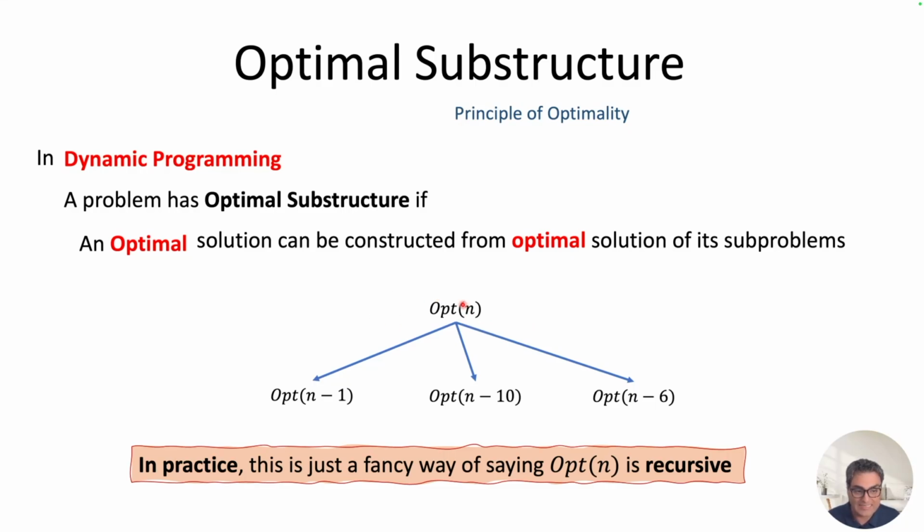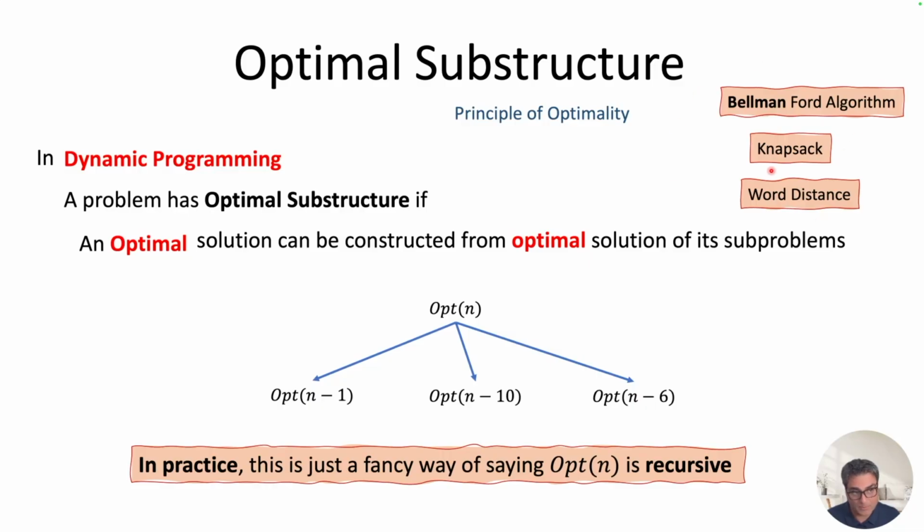Again, notice that what I said is exactly what we do in breaking the problem into subproblems. And because this optimal function that you have for your subproblems is just the same function here with a different parameter, you have recursion. So optimal substructure in practice is nothing but recursion. In order to be able to apply dynamic programming to a problem, you first need to have recursion. There are various examples of dynamic programming and this optimal substructure property in computer science. For example, the Bellman-Ford algorithm is one of the most famous ones. There's the knapsack problem, the word distance problem, and other ones.